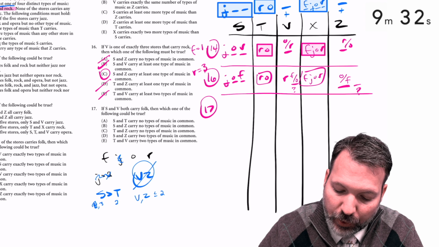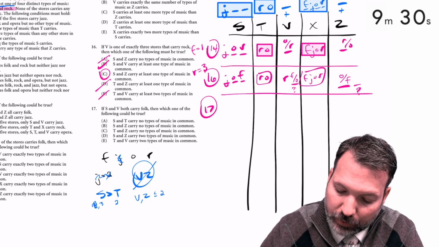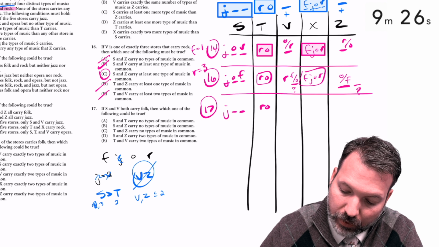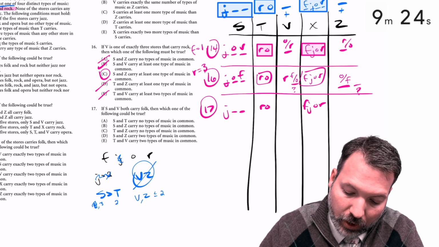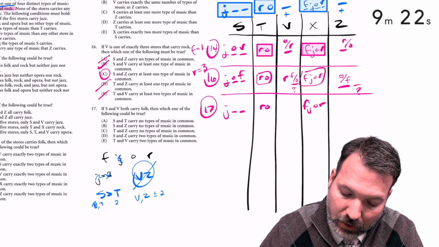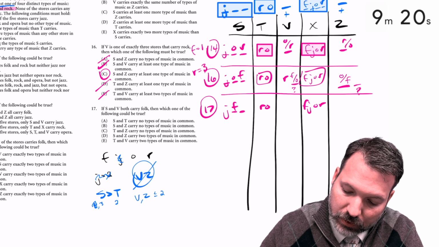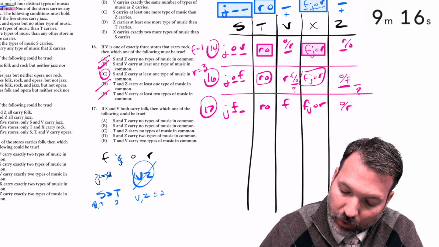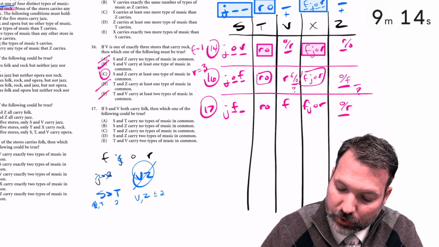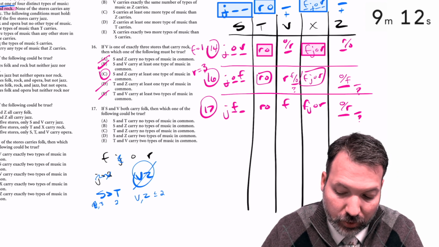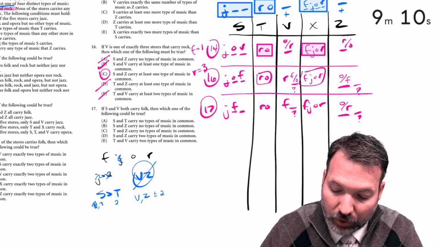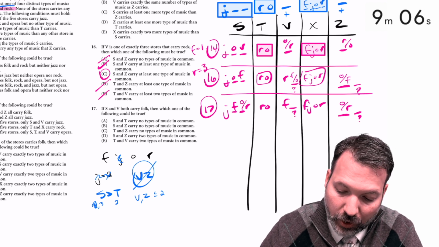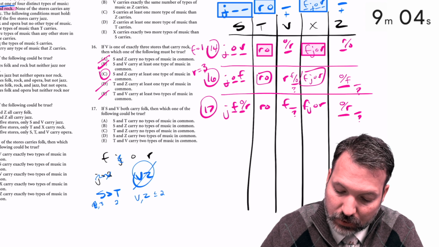Number 17. If S and V both carry folk, which one of the following could be true? Okay, so J blank blank R O F J O R, and S and V both carry folk music. What could be true? Well, obviously one of O or R is going to have to be in Z, though we don't know which one. And again, could be both of them, or they could alternate in V. And then for sure one of O or R fills out S.